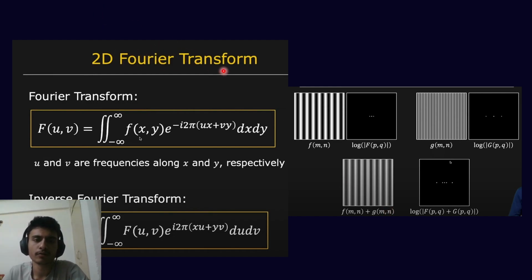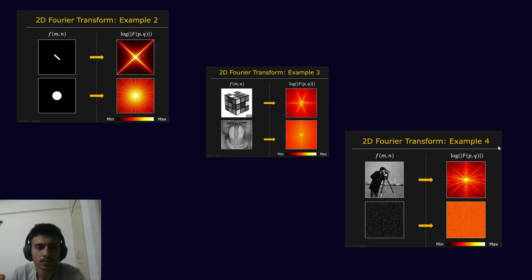Here we have the 2D Fourier transform. As we know, the images that we see in real life are in 2D, so we have to now understand the Fourier transform in 2D. Here is a double integration from minus infinity to infinity over x and y, the two coordinates, and u and v are the frequencies in the x coordinate and y coordinate, and the same expression for the inverse Fourier transformation. And these are some of the examples.